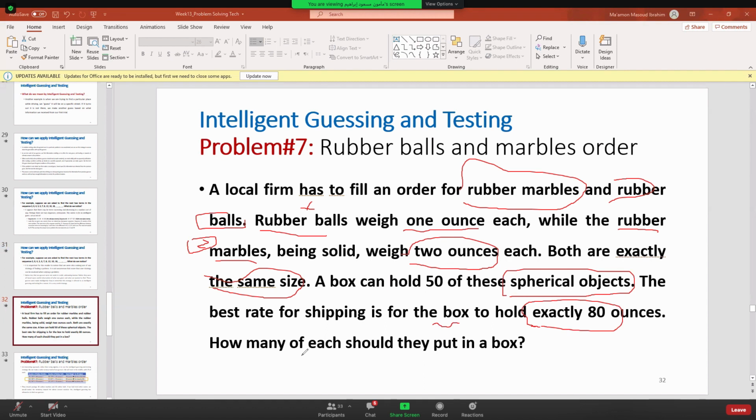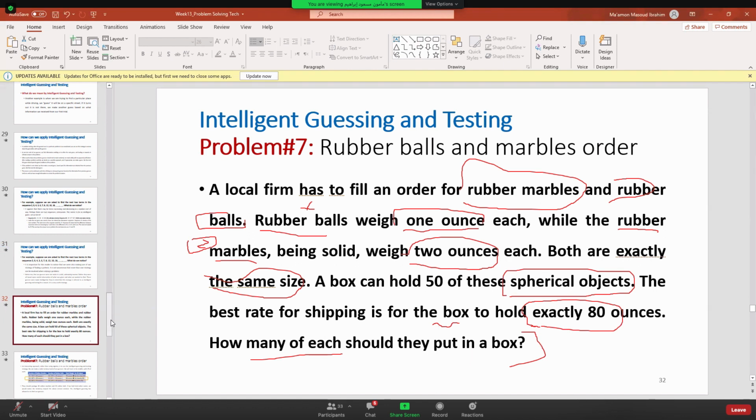How many of each should they put in the box? So we have rubber marbles and rubber balls. The rubber marbles weigh 2 ounces, and the rubber balls weigh 1 ounce. Our box can carry 80 ounces at most, and we want to use it. So how many of each should they put in these boxes? Based on intelligent guessing.